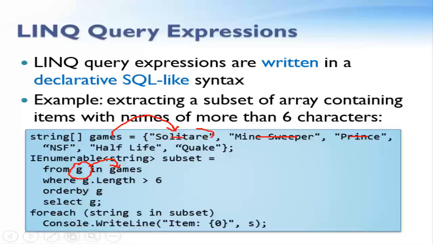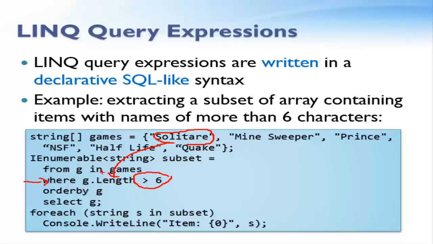So pick up one of the strings out of this array, take this g, and get the length of that particular thing. In other words, you are saying pick up one of the strings here and get the length of it. If the length is greater than 6, I want to do something with it. So this where clause says what the condition or criteria is. The criteria here is that the length must be greater than 6.